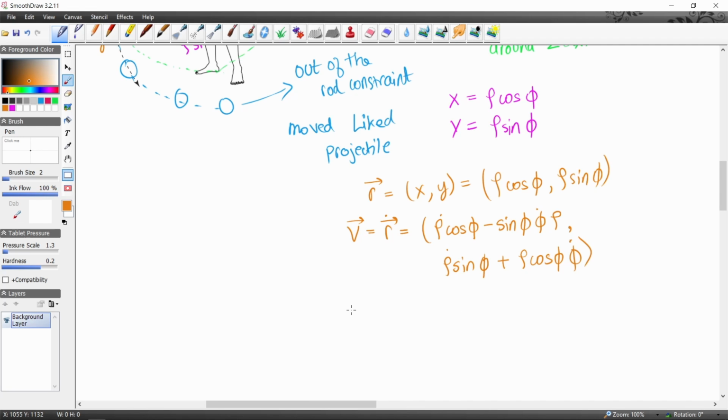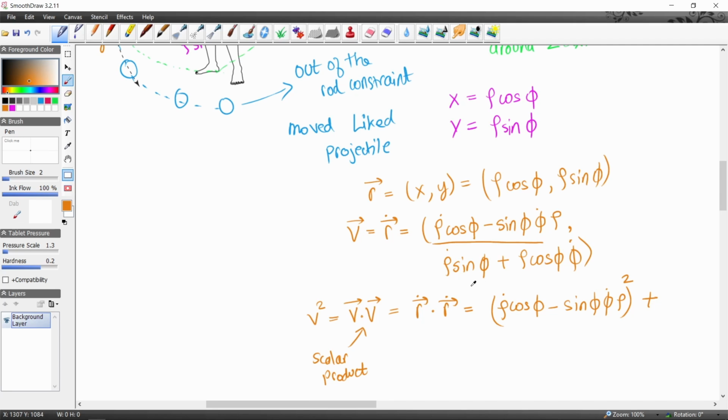And now if we want to calculate the kinetic energy, we need to find the v square or the velocity square, which is equal to v dot product with v, which is equal to derivative of vector r times derivative of vector r, which is equal to (rho dot cos phi minus sin phi phi dot rho) whole square plus (rho dot sin phi plus rho cos phi phi dot) square.